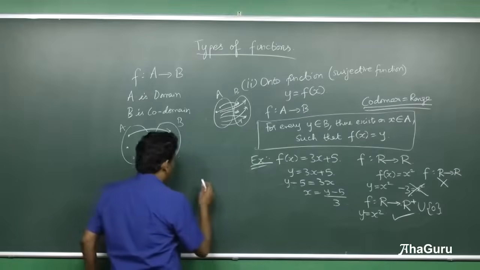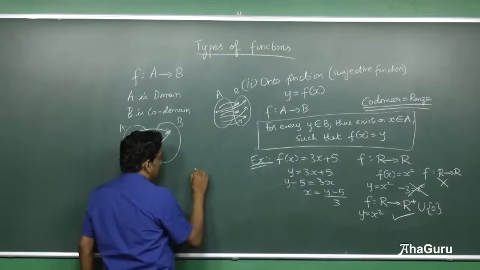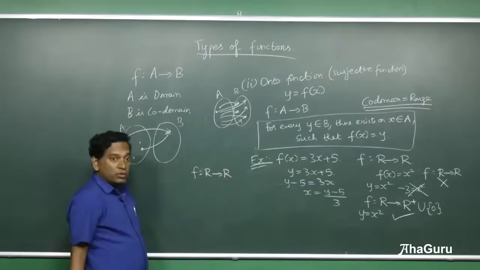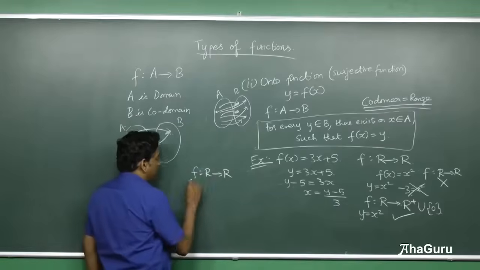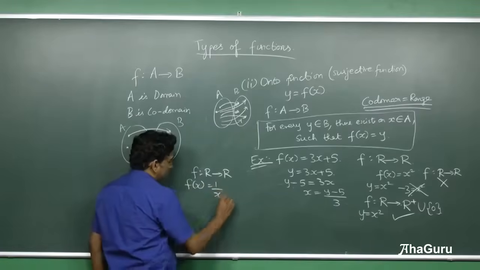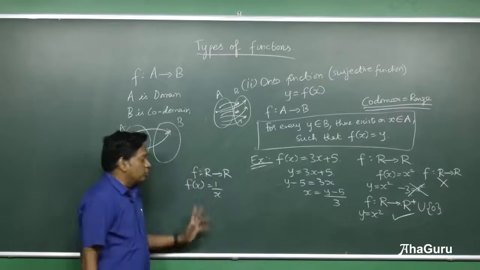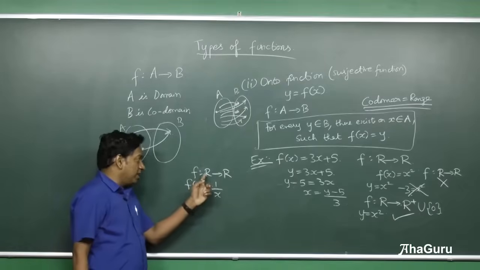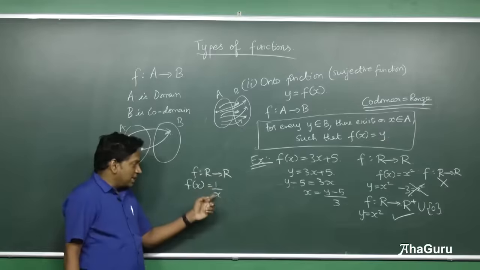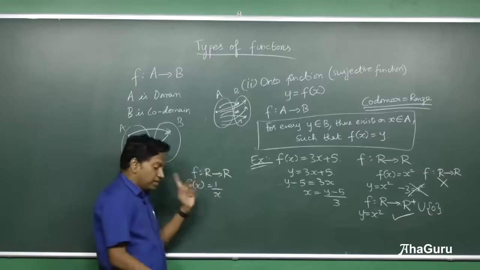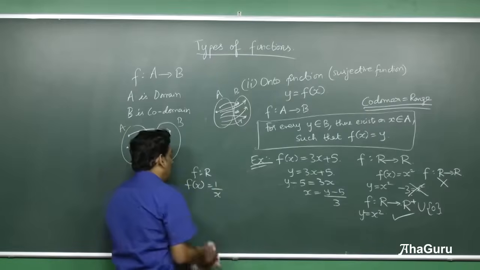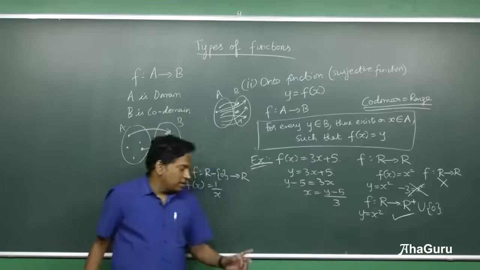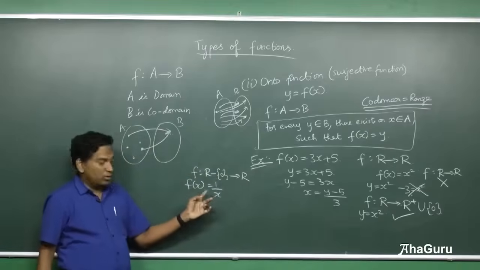So let's take another example, last example. Suppose f is from R to R, and suppose we say that f of x is equal to simply 1 by x. Is this an onto function? Well, let's see. First, we cannot define it from R to R because at x is equal to 0 the function is not defined. So the domain itself cannot be R, it has to be R minus 0 to R, because x is equal to 0 is not allowed.